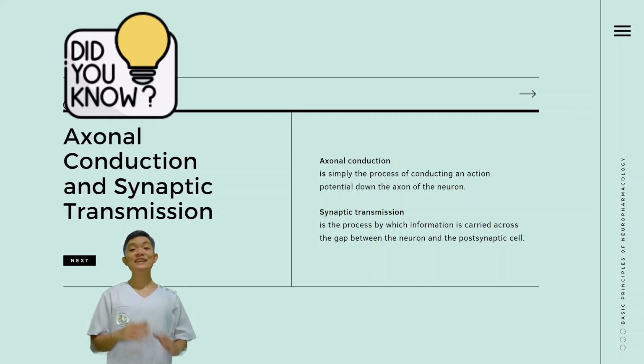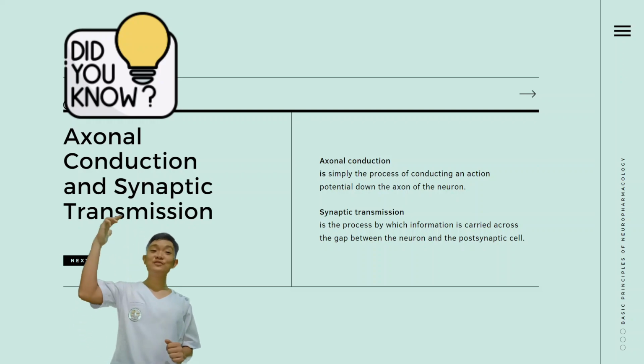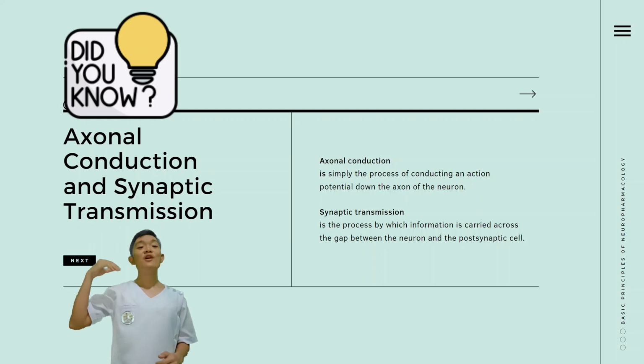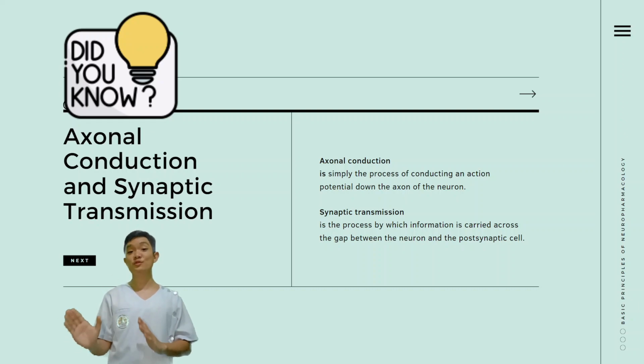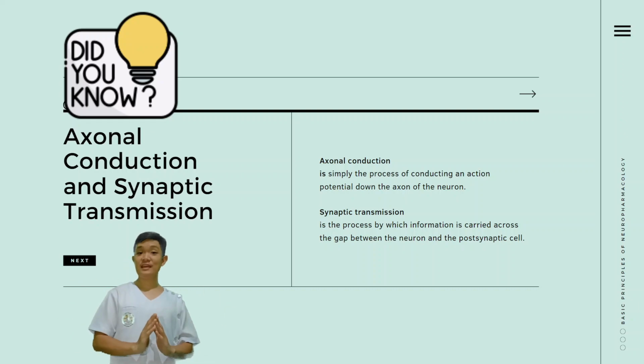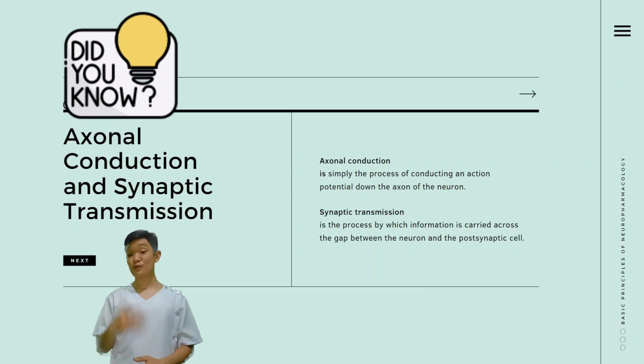Axonal conduction is simply the process of conducting an action potential down the axon of the neuron, while synaptic transmission is a process by which information is carried across the gap between the neuron and the postsynaptic cell. Confused?